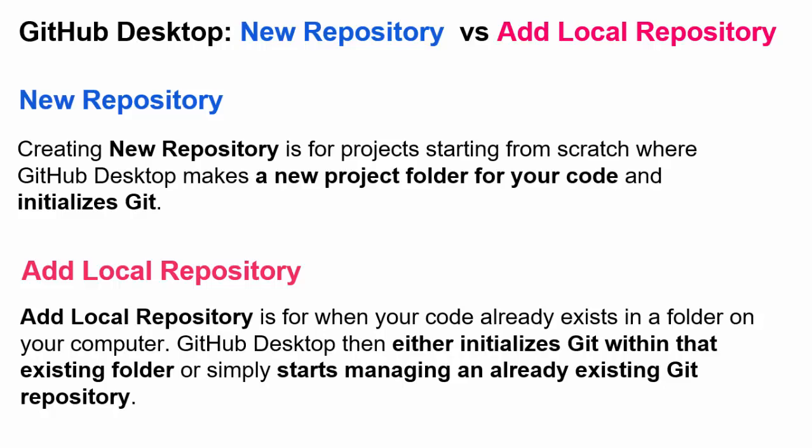Add local repository is for the scenario when your code already exists in a folder on your computer. GitHub Desktop then either initializes Git within that existing folder or simply starts managing an already existing Git repository. So in case of add local repository, there could be two scenarios. A folder which has code and Git is also initialized over there, or the folder has code, but it does not have Git initialized. In both of the scenarios, we can use add local repository.